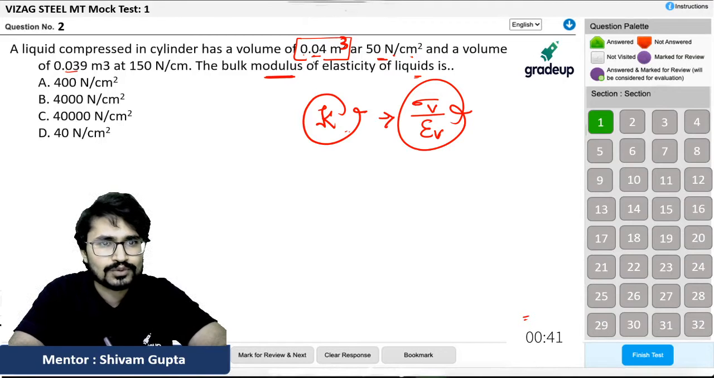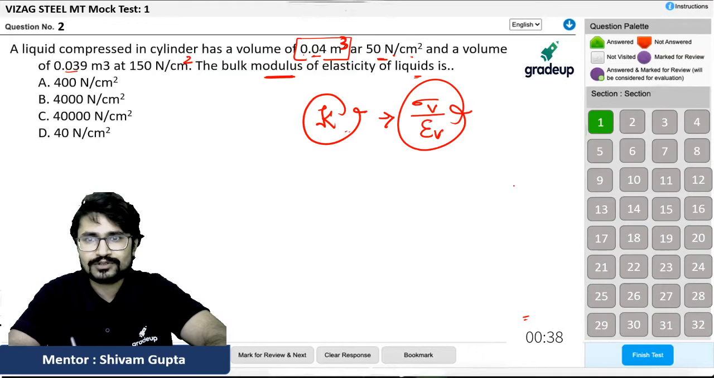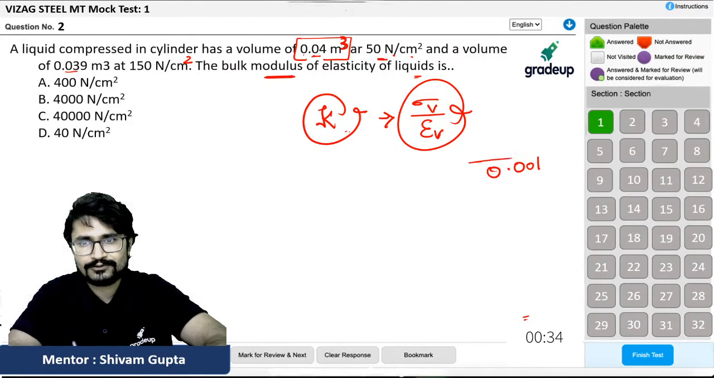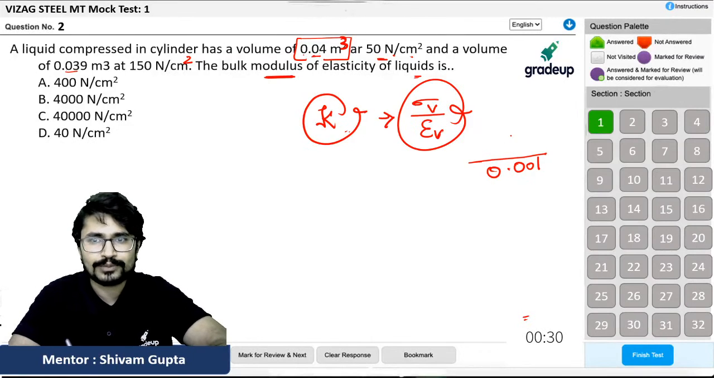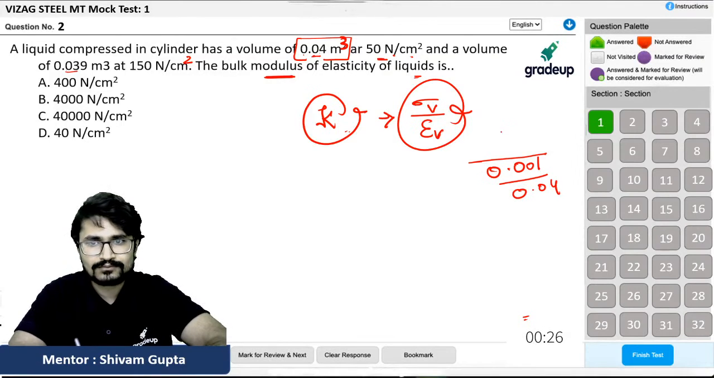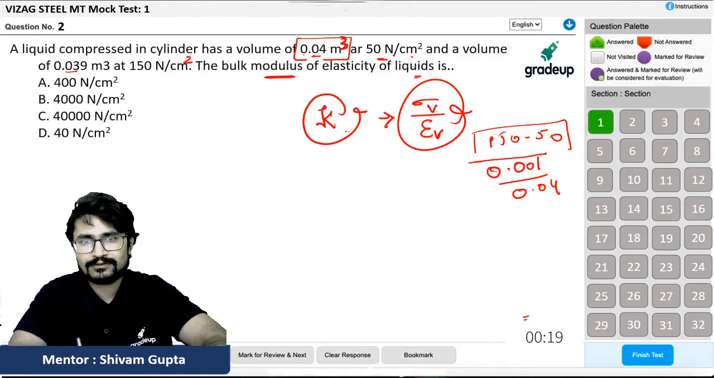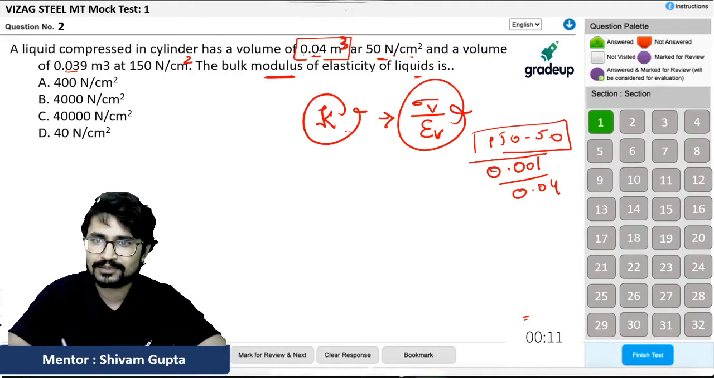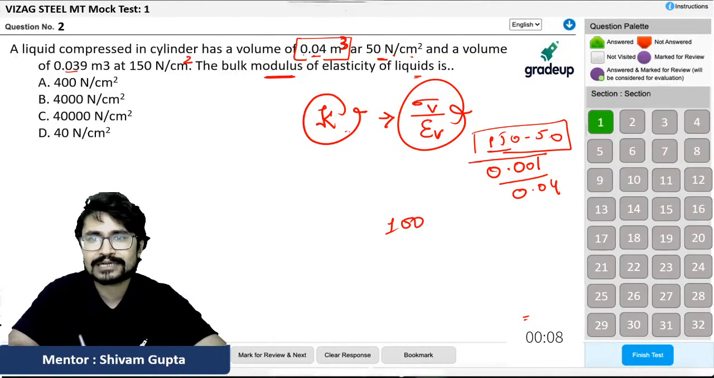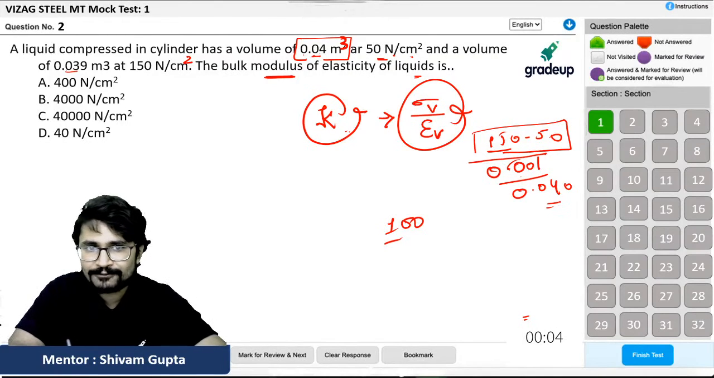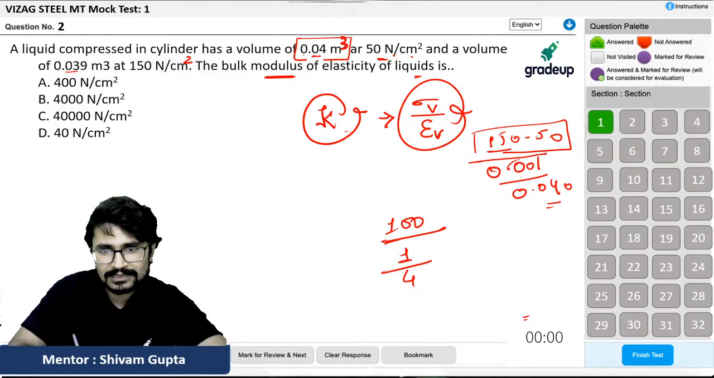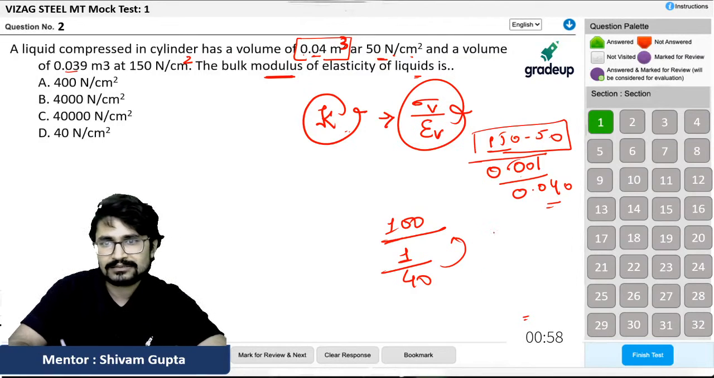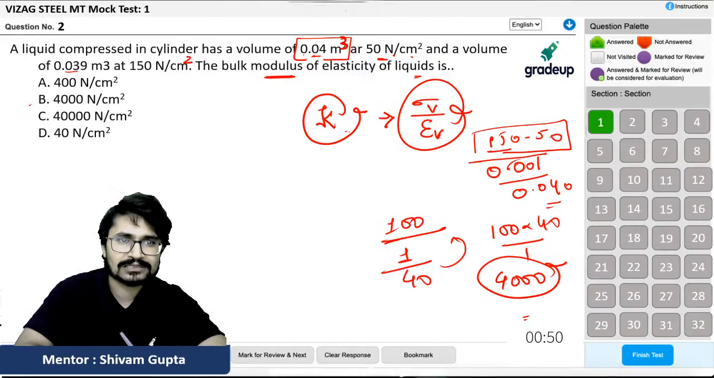So this is Newton per centimeter square. You will get 0.001 as volumetric strain, and volumetric stress will be 150 minus 50, so you will get 100. So what will be the answer for this question? Option number B. Very good. Why? Because 150 minus 50 becomes 100, and when you apply this formula you will have 1 upon 40. So 100 into 40 divided by 1, you will get 4000. So the answer will be option number B.